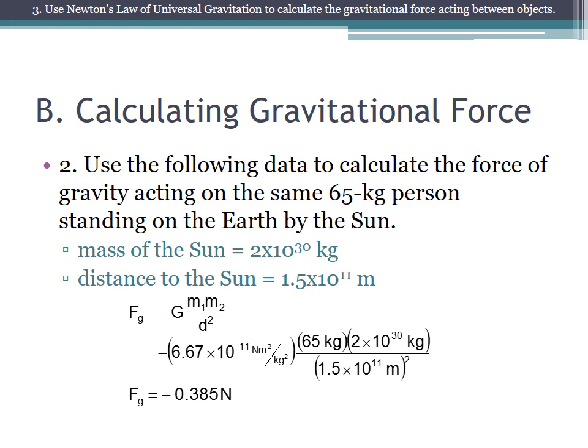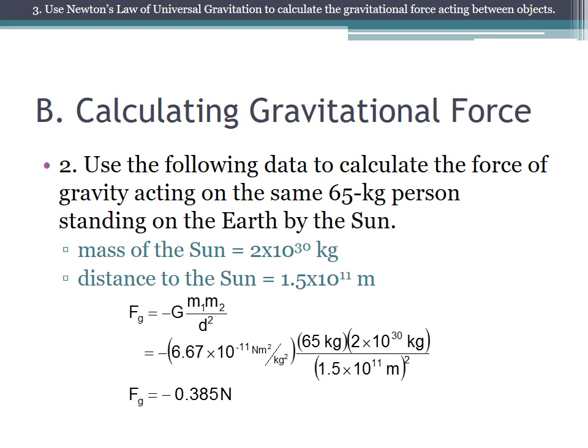Now consider that compared to what we calculated on the previous slide. Remember, the previous slide was negative 635 newtons, so way more force. And we would expect that. The force attracting this person to the Earth should be much greater than attracting them to the sun, because we're way, way, way closer to the Earth. Even though the sun is much more massive, we're so much closer to the Earth that gravitational force should be much greater.